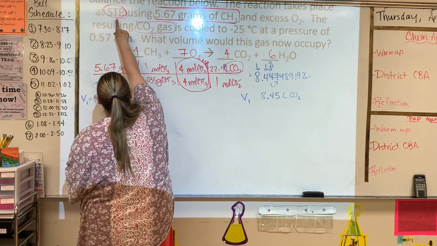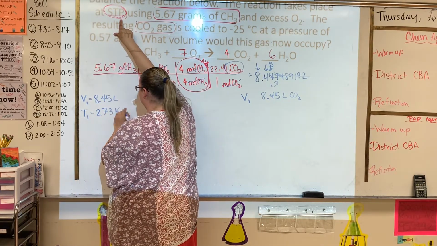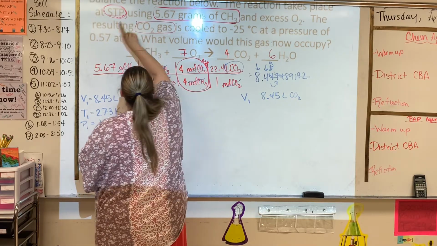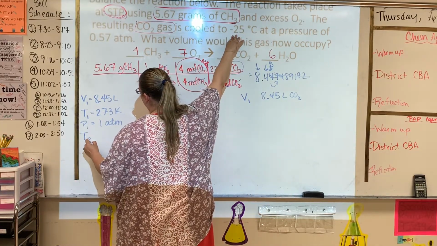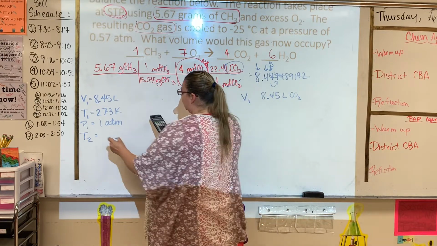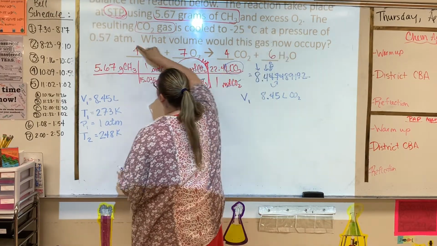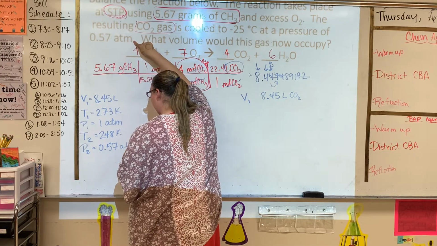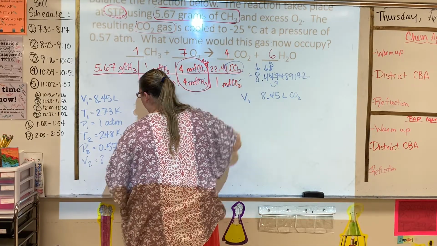Now remember, STP is actually a temperature and pressure value. This is an initial temperature of 0 degrees Celsius, which is 273 Kelvin. And then the pressure at STP is 1 atmosphere. Okay, the resulting CO2 gas, now we're changing it, we're cooling it down. It's going to be cooled to a new temperature, T2, negative 25. So let's do negative 25 plus 273. That's going to get us 248 Kelvin. At a new pressure value, P2, 0.57 atmospheres. What volume would this gas now occupy? So we are now looking for a new volume value.